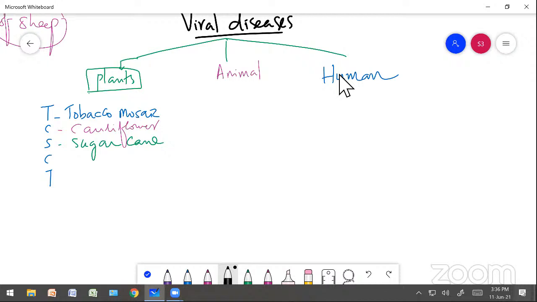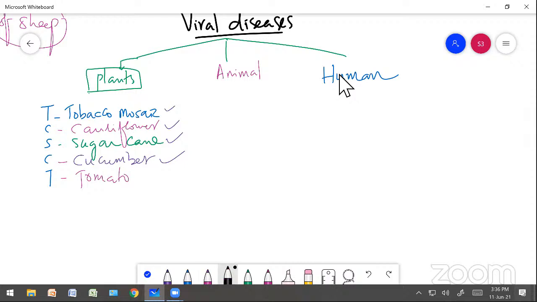And the fourth one, C stands for cucumber. One more category. I'm talking about viral diseases in plants. Tobacco mosaic disease. Second one, cauliflower mosaic disease. And third one, sugarcane mosaic disease. And fourth one, cucumber. And next one, tomato. Tomato mosaic disease. Right?